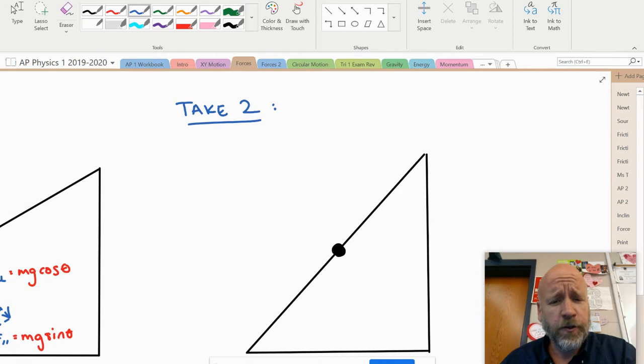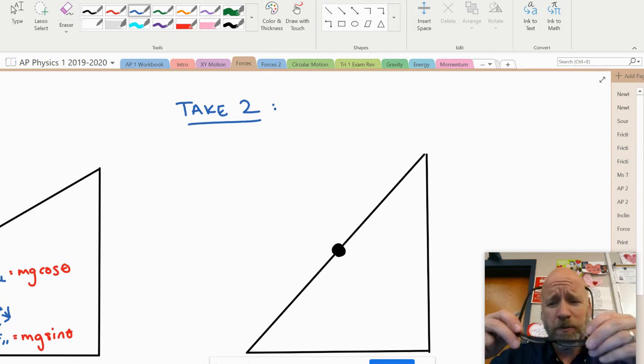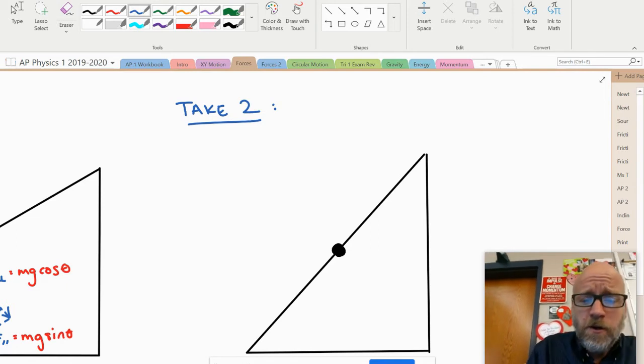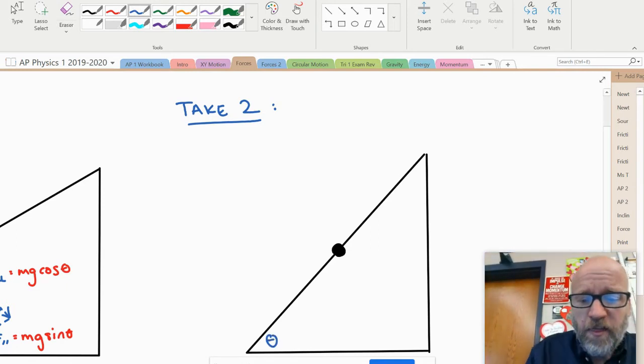All right, take two on showing that that angle is theta. I wasn't going to do this, but then I was just watching my video and man, it doesn't need to be that hard. Here we go. Now, what I did was I redrew a triangle. Notice the angle is a little different, but that's okay. We're still going to call the angle theta.